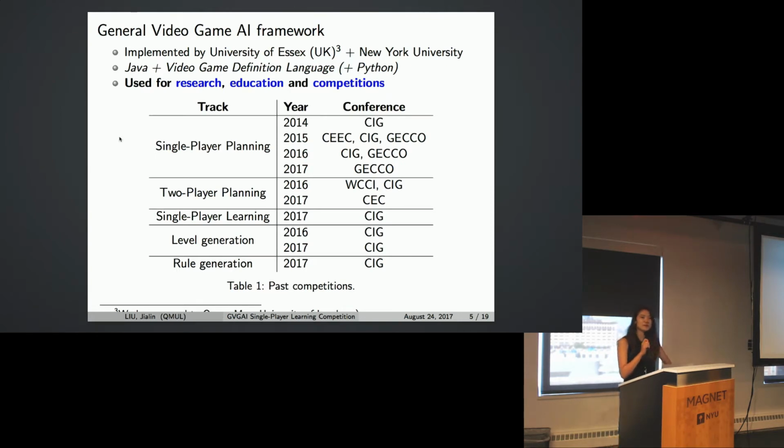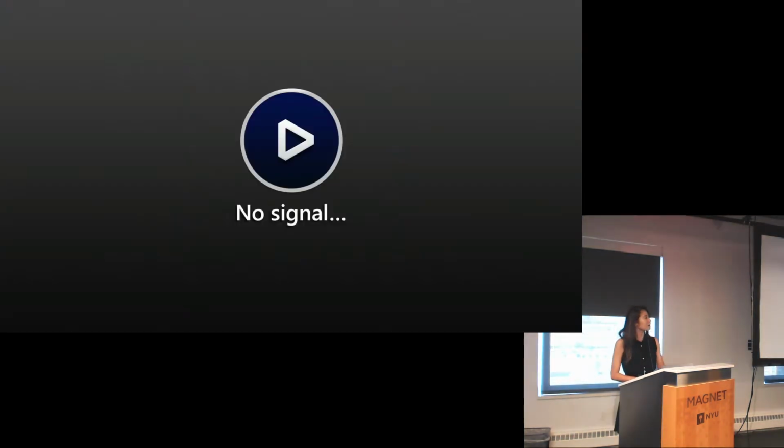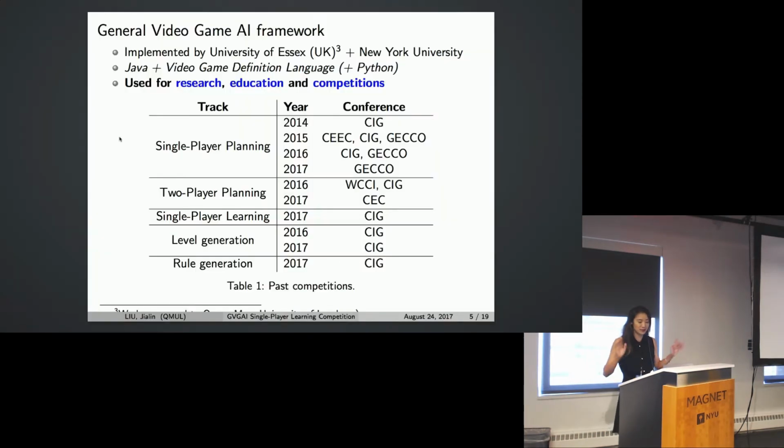Different tracks have been designed for different research purposes. In this framework, you have heard about the planning tracks, I guess, the single-player planning one and the two-player planning one. They have been organized for several years in CIG, CEC, and GECCO. I should never touch my laptop again. The level generation track and rule generation track are led by Ahmed, who will present after me, right? The single-player planning track is led by Diego, and the two-player planning track is chaired by Raluca. Raluca, where are you? Thank you.